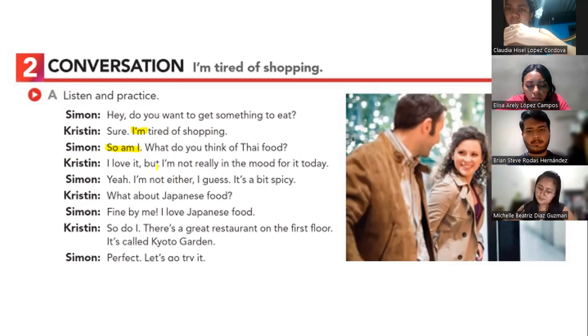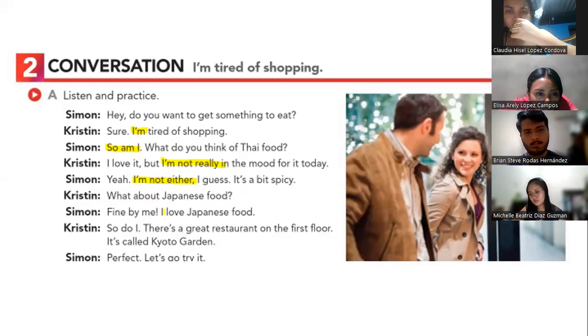Okay. Now, when she says in the other sentence, I'm not really in the mood for it today, and he says, Yeah, I'm not either. This is negative. Como no tengo muchas ganas de comer eso hoy, y le dice, yeah, I'm not either. Yo tampoco. I'm not either. Yo tampoco. And then it says, fine by me. I love Japanese food. And she says, so do I.